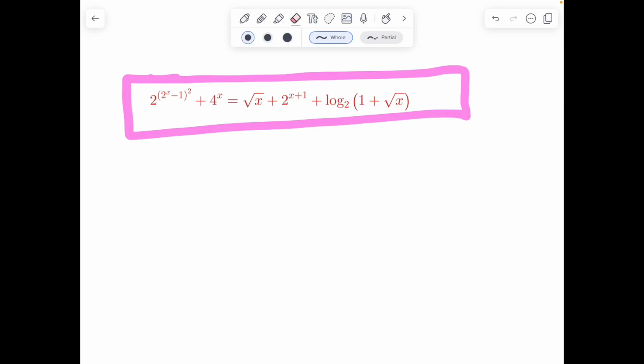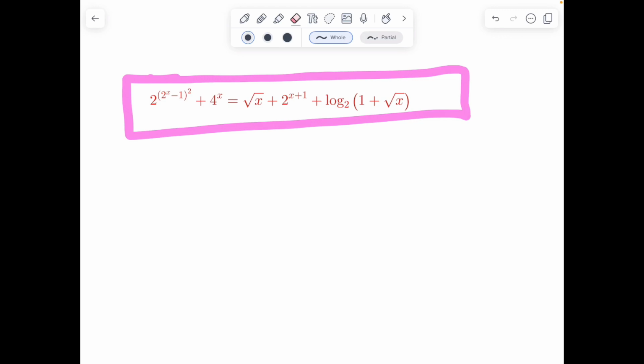It is an interesting problem, and the question asks for finding the number of solutions of this equation. Pause the video and try to think for a moment before you hit the solution. So here we go.